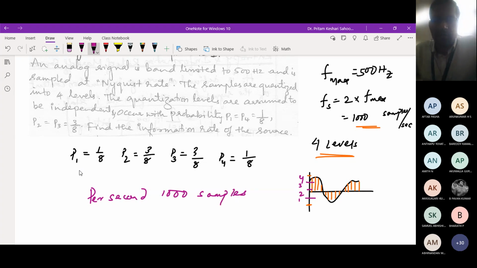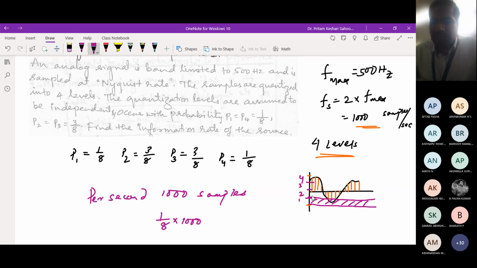So probability is 1 by 8. That means the samples which are lying in this particular level, that is P1, how many samples are they? 1 by 8 of 1000, because the total number of samples per second is 1000. So P1 probability is 1 by 8. That means out of the total number of samples, 1/8 part is transmitted per second at a probability of P1.